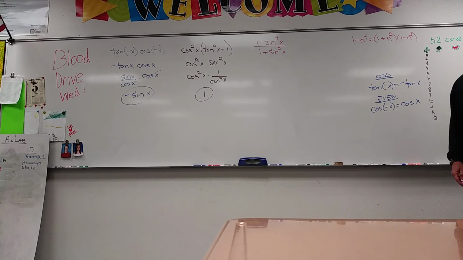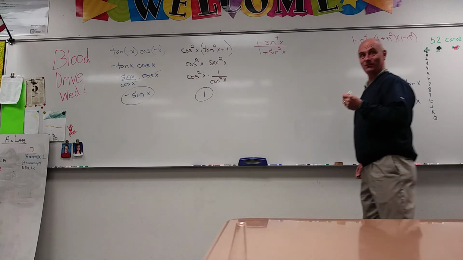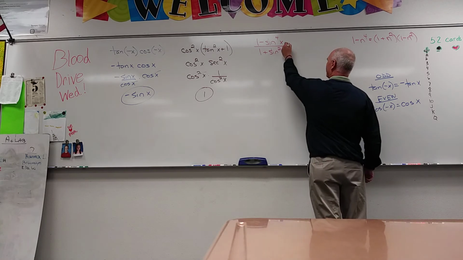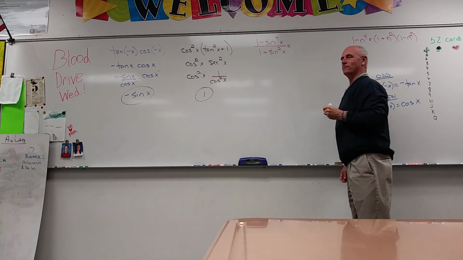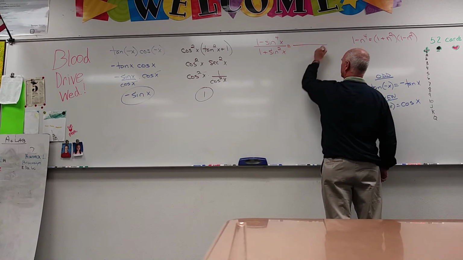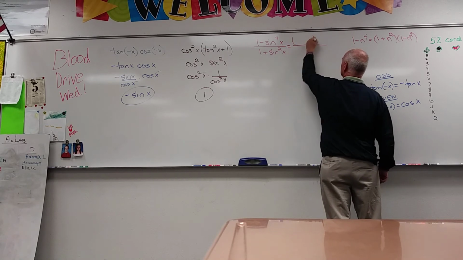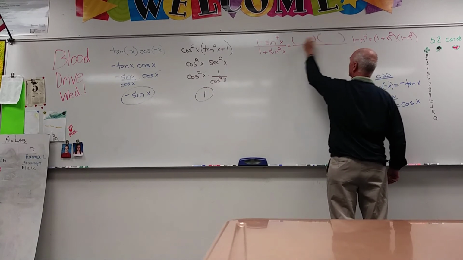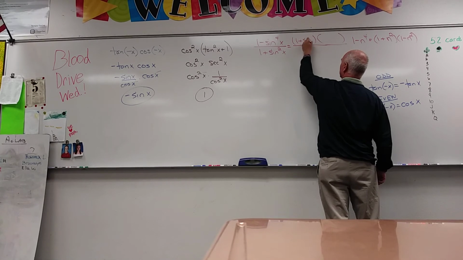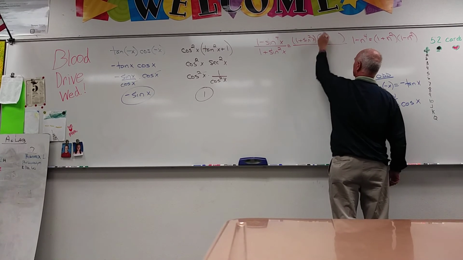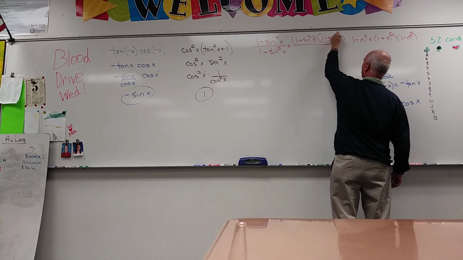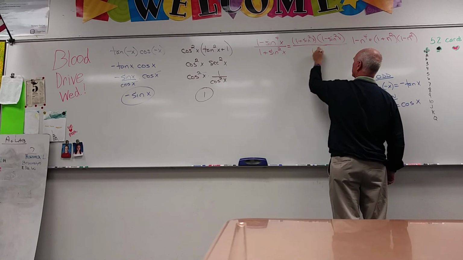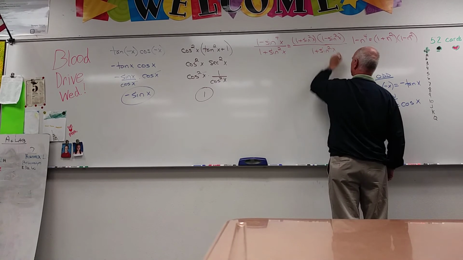So now we get to factor with trig functions. It's not as bad as you think. Is it? You've already done it? Factor with trig functions. So, what does the top look like? 1 plus sine squared of x minus sine squared of x, over 1 plus sine squared of x plus sine squared of x. And they cancel out.